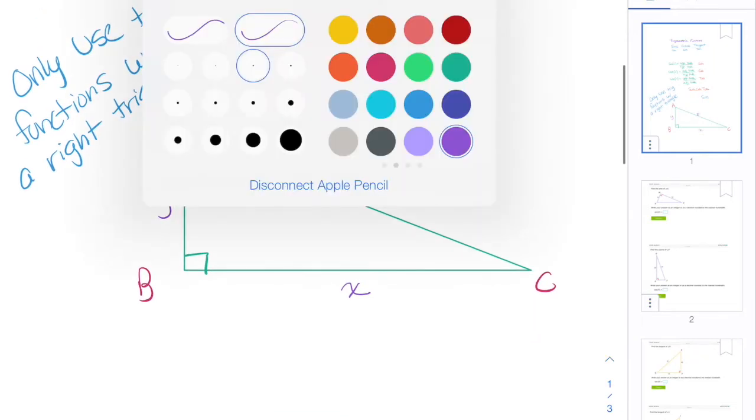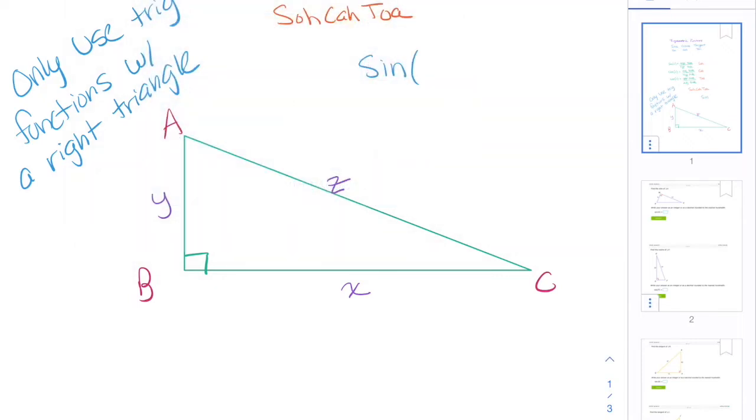So if I want to know what the sine of A is, the sine of angle A is equal to the opposite side over the hypotenuse. So let's look at A. The opposite side here is side X. And the hypotenuse is always the one opposite the right angle. So this would be X over Z.